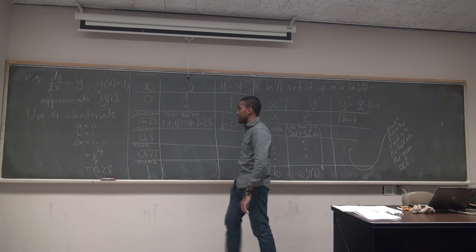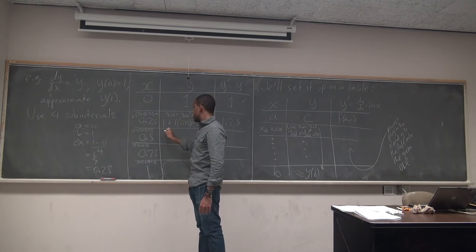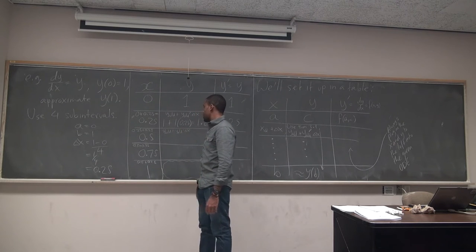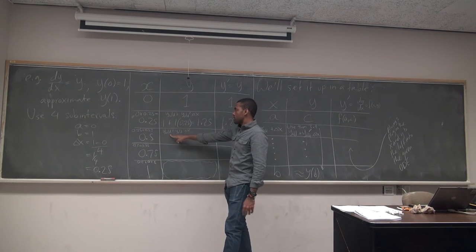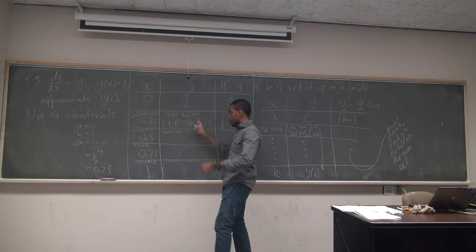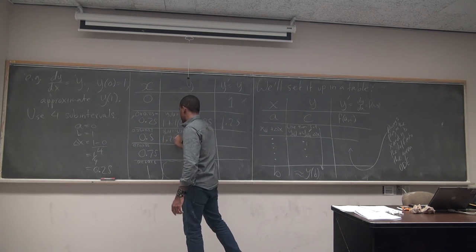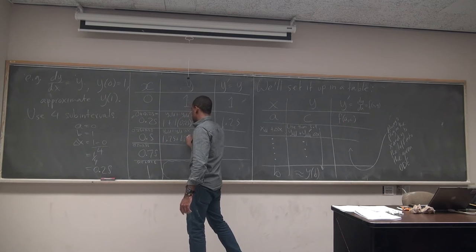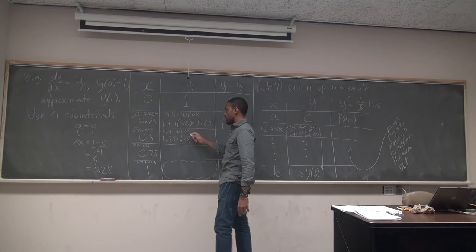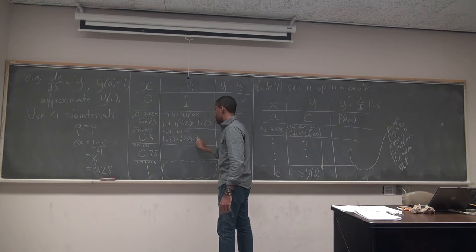Do it again, right? Is it going to be 1.5 and then the next one's going to be 1.75? Well, we'll see. Old y plus old y prime times delta x. What's my old y value? 1.25. I'm always talking about the previous one. 1.25 plus 1.25 times my delta x, 0.25. What's that?